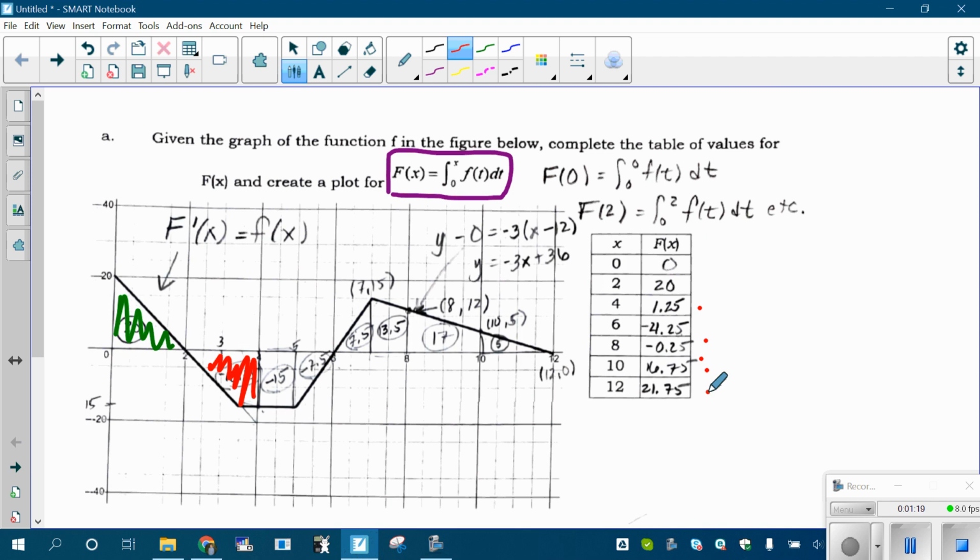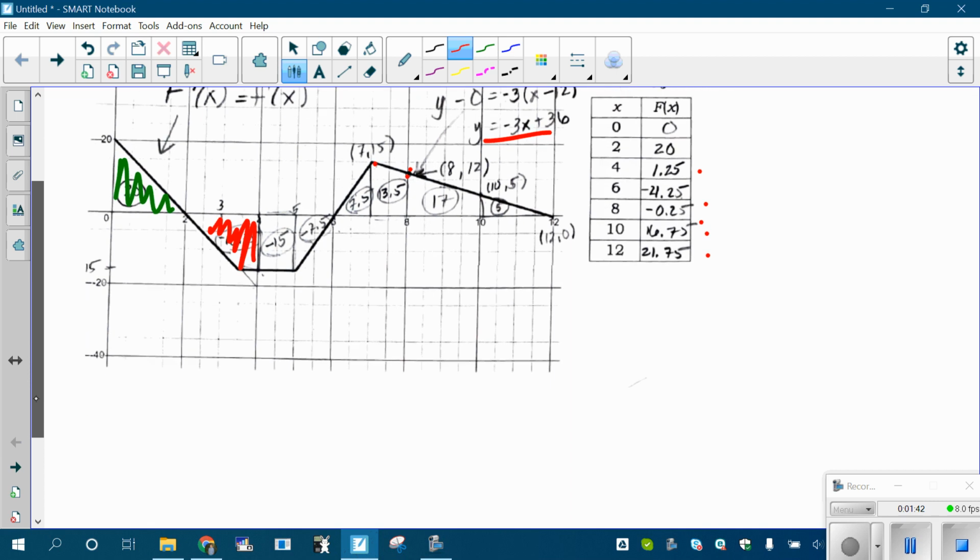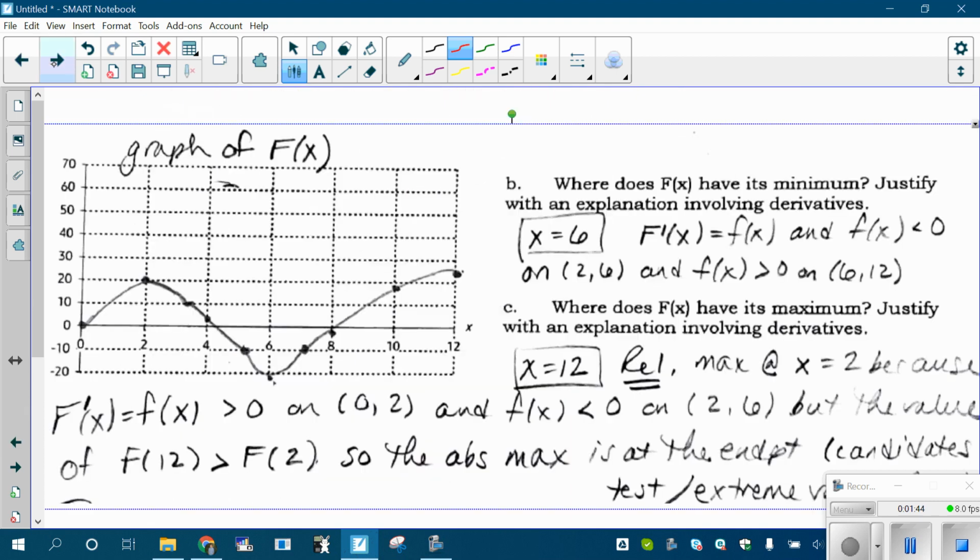The only thing that's got a little tricky is over here for this chunk to figure out that height. You might have had to write a little equation maybe, just to make sure you're figuring out the right height there. Once you do that, part B is saying, where does f of x have its minimum?